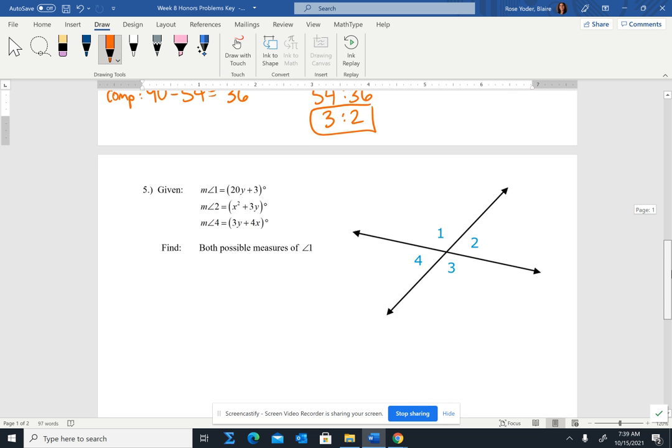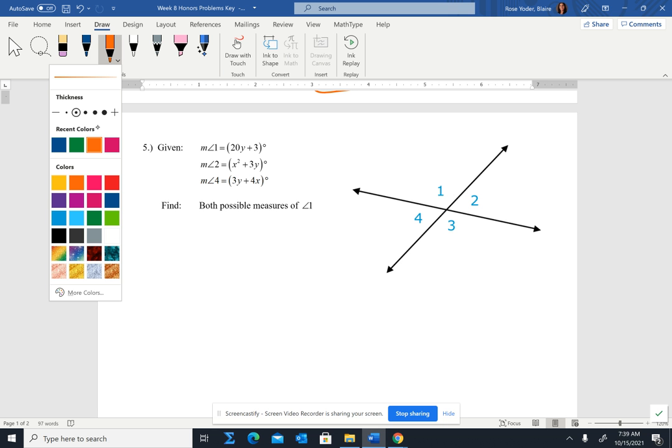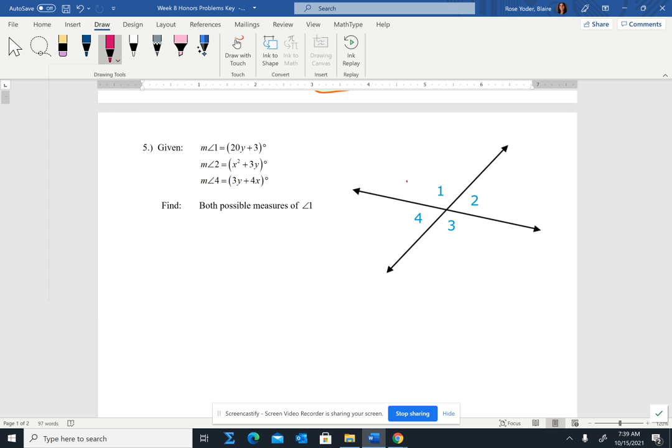All right, we got one more problem to go. This one is a tricky one because it's not only a system of equations, but it's got an x squared in there. It's a quadratic too. So there's a lot going on in this problem. So let me make sure first off that I label everything accurately in the picture. So we're given angle 1, angle 2, and angle 4.